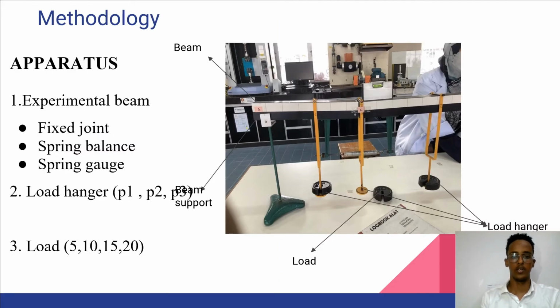We have here the apparatus: we have a beam supported by load hangers. The load hangers we have are P1, P2 and P3. We also have loads of 5 Newton, 10 Newton, 15 and 20 which we will use. Furthermore, we have here a spring balance, spring gauge and fixed joints.